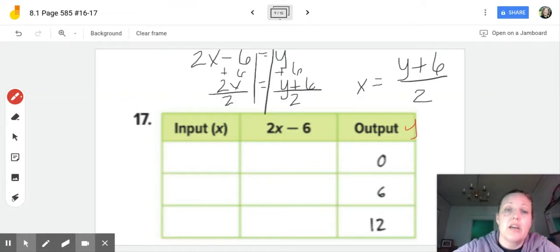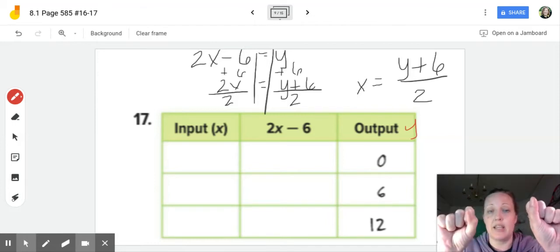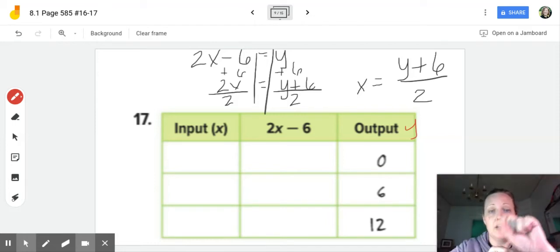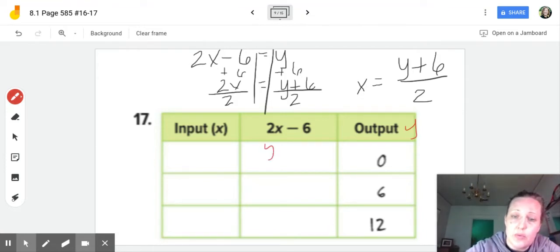So in this case, I could undo, and I have to do it in reverse order of the order of operations. So in this one, order of operations would tell me I would multiply and then subtract, but we're undoing that. So we're going to add 6, and then we're going to divide by 2. So we're undoing the subtraction with addition. We're undoing the multiplication with division. So I end up with y plus 6 divided by 2. So we've rewritten this function to solve for x, which is a great strategy. So y plus 6 divided by 2.